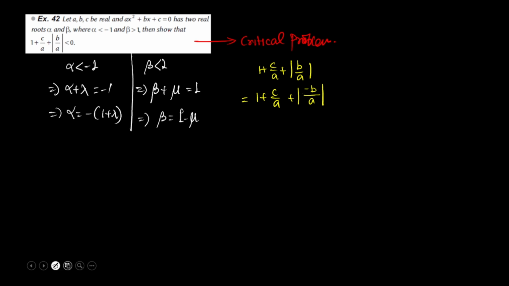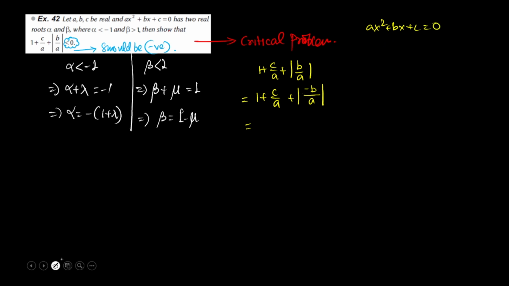Now see here, we're just doing this. We have to prove it to be negative. Okay, it's not visible. This means that this whole term should be negative. Okay, now how to do it? Let's see. Then what is c by a? Remember, in this equation, ax square plus bx plus c equal to 0.